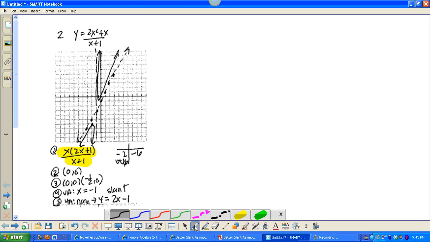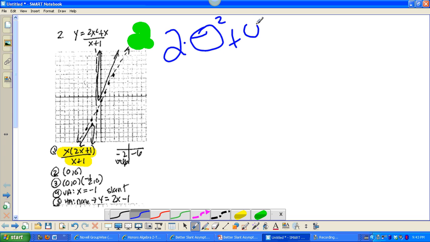In step 2, I put in 0 for x. So when you do that up here, you have 2 times 0 squared plus 0 in your numerator. And that's all over 0 plus 1, which is 1. So you just end up with it equaling 0. And so (0, 0) is a point on the graph, which I have right there.